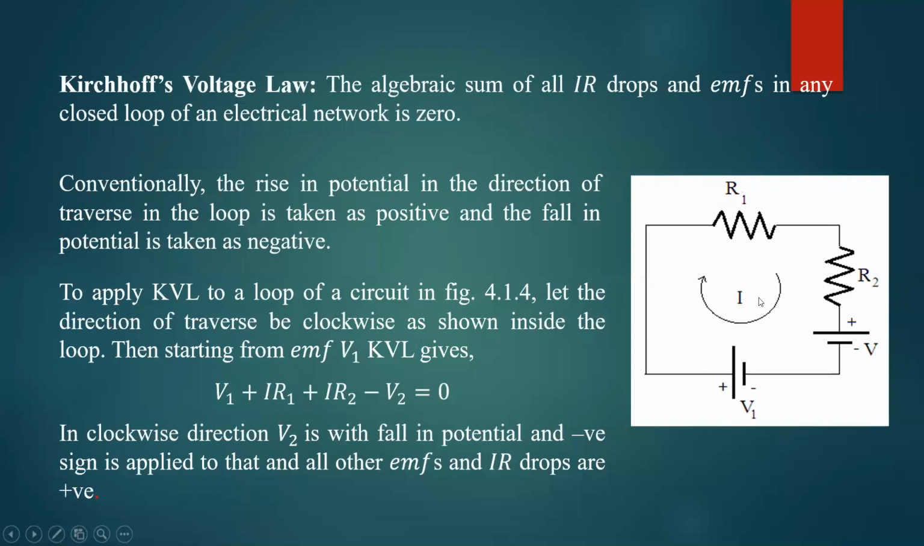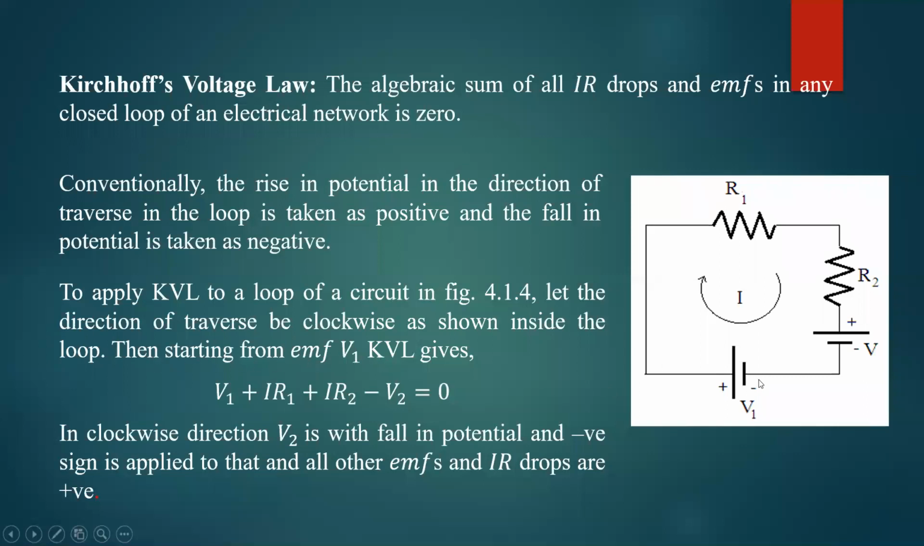Okay, so to apply Kirchhoff's voltage law to the loop in this particular circuit, let the direction of traverse be clockwise. I have indicated it by means of an arrow mark. Let this be the direction of traverse, that is, clockwise direction. You have to go from this particular point, considering each IR drop and each EMF.